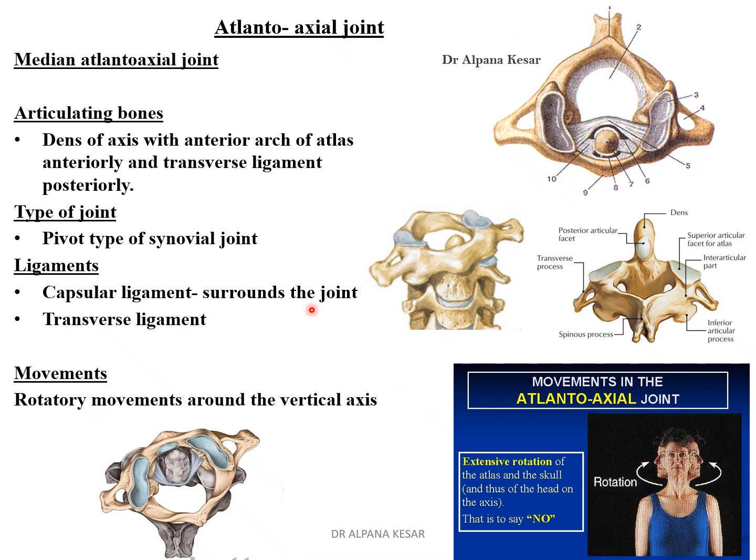The movement that takes place at the atlanto-axial joint is rotatory movements around the vertical axis. For ease of remembering the movements at the atlanto-axial joint, it is also called a no joint as it allows rotation of the head as that occurs while saying no.